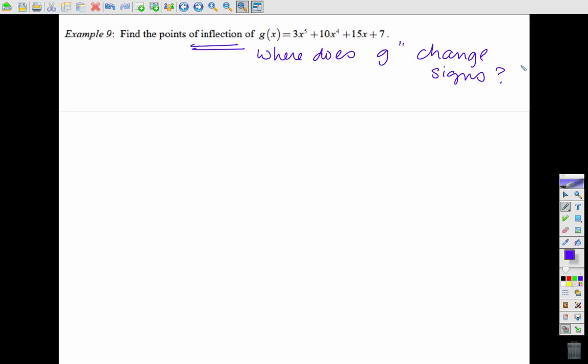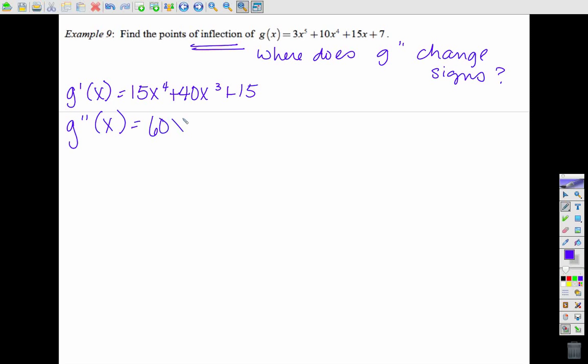Because if we can figure out where the second derivative changes signs, we can figure out where the original function changes concavity. And if you can figure out where it changes concavity, then you know the point of inflection. All right, so let's see here. The first thing we need to do is find our first derivative. So g prime of x is equal to 15x to the 4th plus 40x to the 3rd plus 15. Second derivative is 60x cubed plus 120x squared.